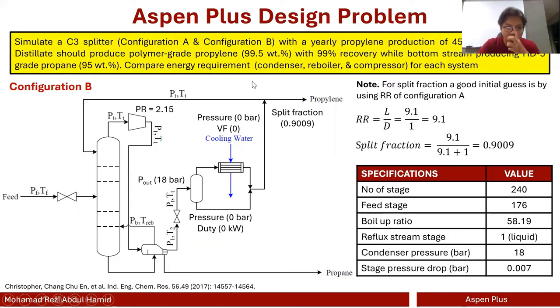Now, in case you're wondering where I get the 0.9009 split fraction: if you remember from configuration one, my reflux ratio is 9.1. Reflux ratio is L over D, where L is the liquid return and D is the distillate. So if the reflux ratio is 9.1, L is 9.1 divided by 1. So the split fraction is just 9.1 divided by 9.1 plus 1, and you will get 0.9009. I think that's pretty much it in terms of input specification. Okay, let's move on to the next slide.